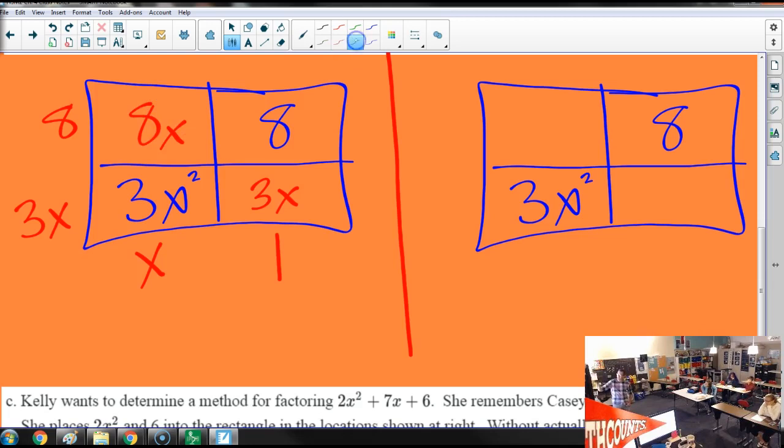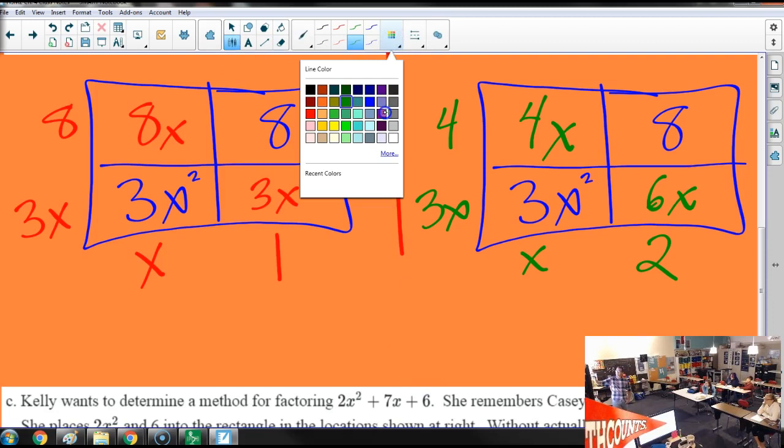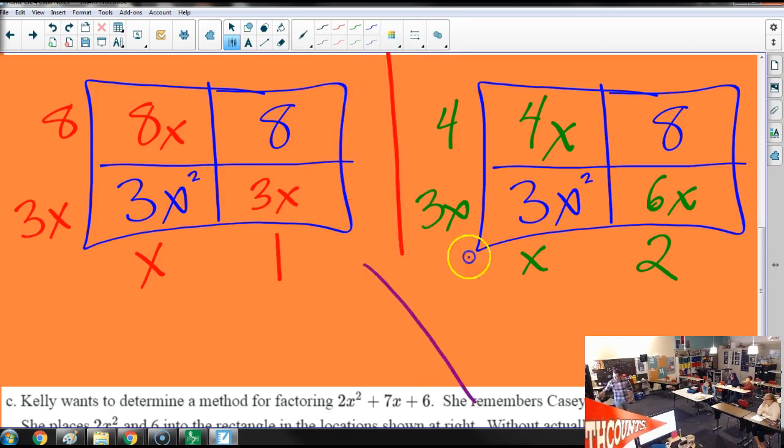So then I could go back and be like, well, what if this is a 2, right? And I still have my 3x and my x, and this would then be 6x, and this would then be 4. Ooh, okay, so now I got it, but it took me 2 guesses. The more efficient way is to do what? How do I do the diamond problem?